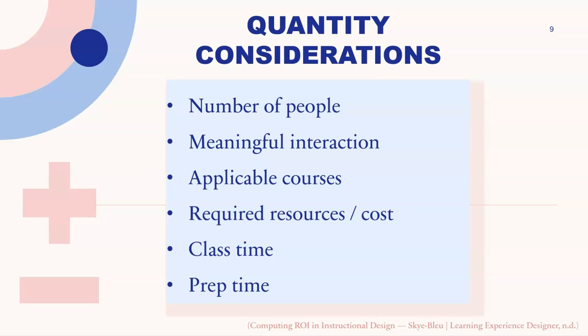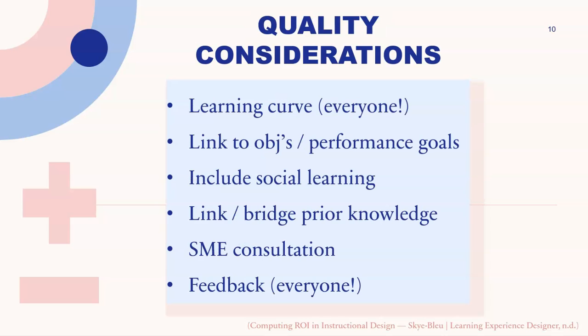What about applicable courses? If I have a lesson about APA formatting, that could go to basically any higher education course. Whereas if the lesson plan is about chemistry, it might be the subject group that this course falls under, or it could be a specific course like organic chemistry. Required resources and costs must also be considered, as well as class time. How long is this going to take? And especially prep time. How long is it going to take you to make all this stuff?